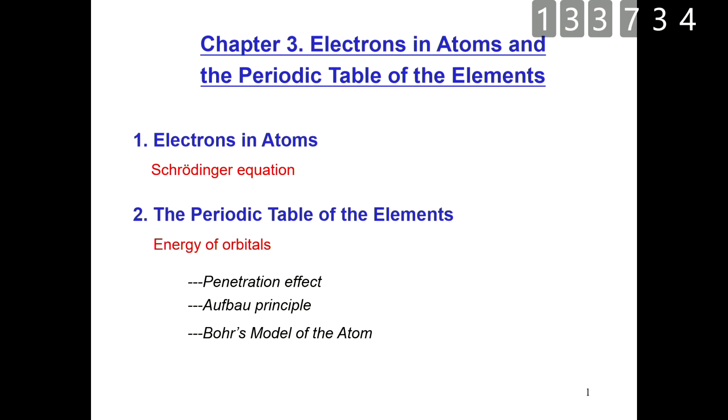Chemistry. Okay, so last week we introduced chapters 1 and 2, and in chapter 1 we introduced the development history of chemistry.